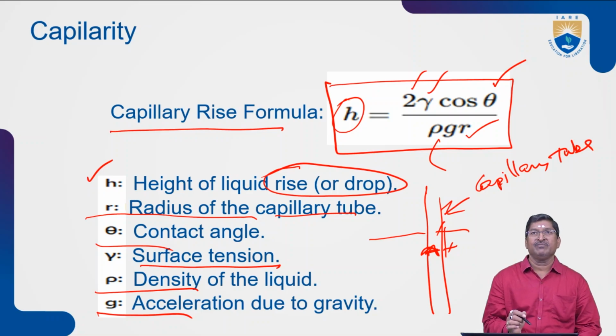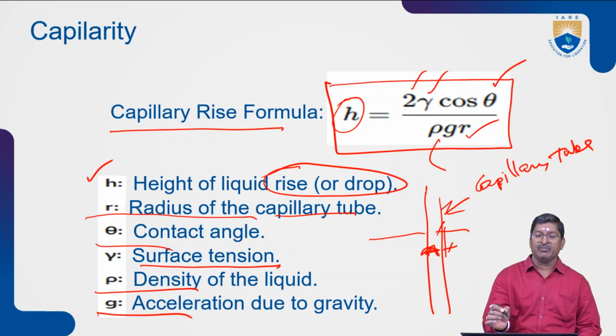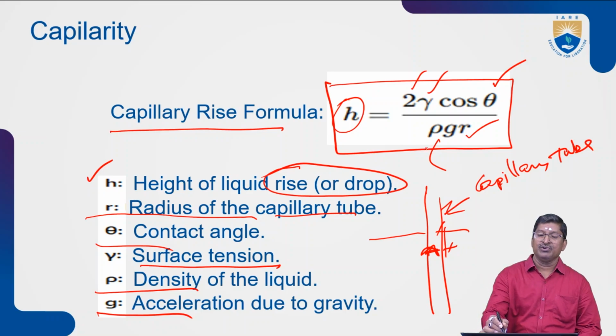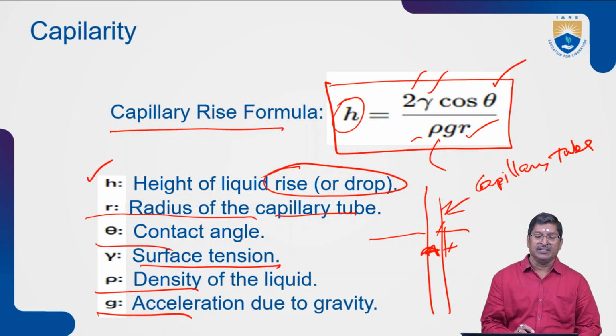So the formula is the same, either it is a rise or a fall. The formula is h equals 2 gamma cos theta by rho g r. Here gamma is the surface tension force, theta is the contact angle, rho is the density of the liquid, small g is the acceleration due to gravity, and r is the radius of the capillary tube.